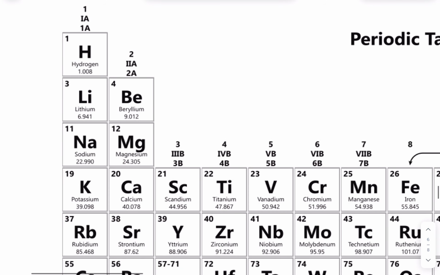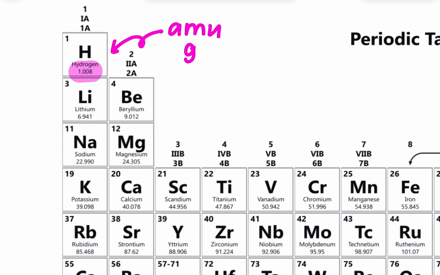So, on your periodic table, it looks something like this, but is not necessarily arranged the same. You're going to have a number underneath your element, in this case hydrogen 1.008. That represents both the atomic mass, the mass of an atom in atomic mass units, and that also represents the mass of 1 mole of those atoms in grams. So we are going to take this number and put grams behind it to talk about molar mass.